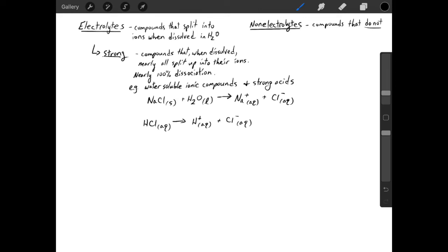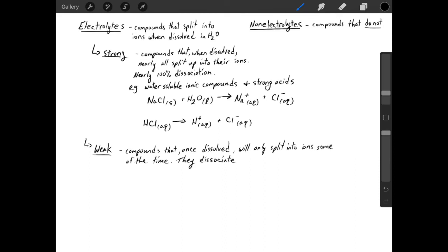The other type of electrolyte is a weak electrolyte. And weak electrolytes are compounds that, when they dissolve, only some fraction of the compounds will split into ions at any given time. So weak electrolytes, because only some of the compounds dissociate and some do not, represent an example of equilibria. So this is one of the times where we use the equilibrium arrows.